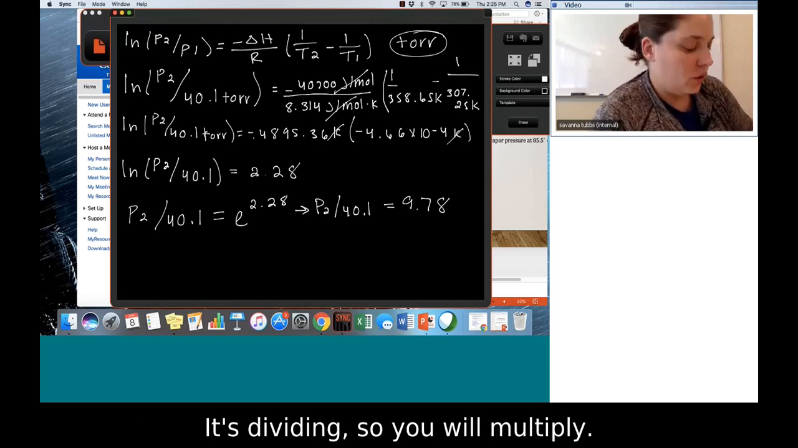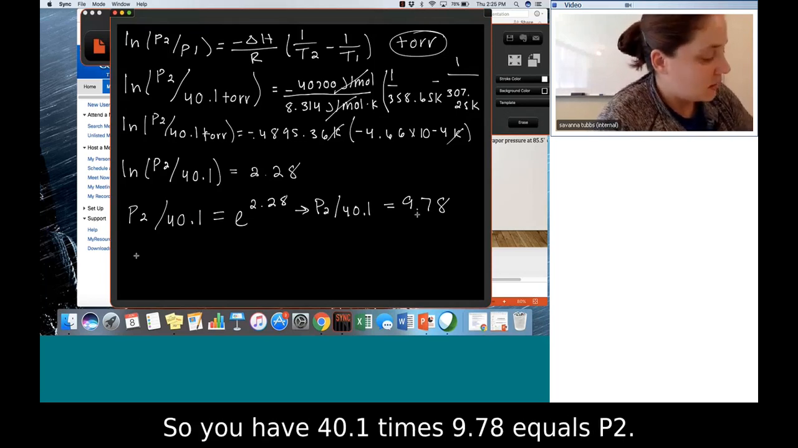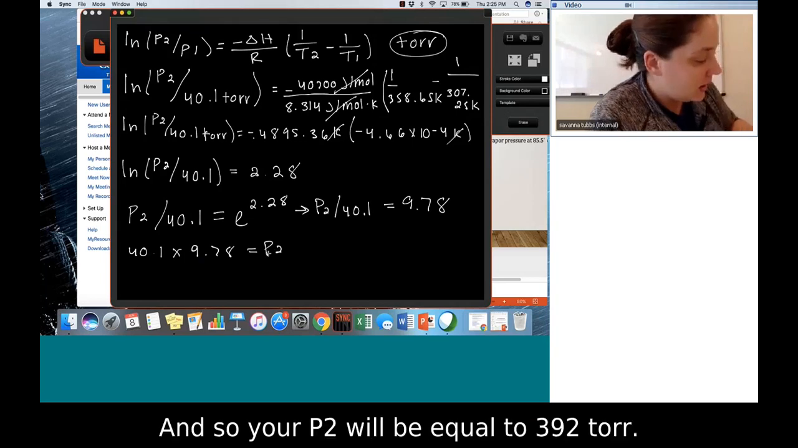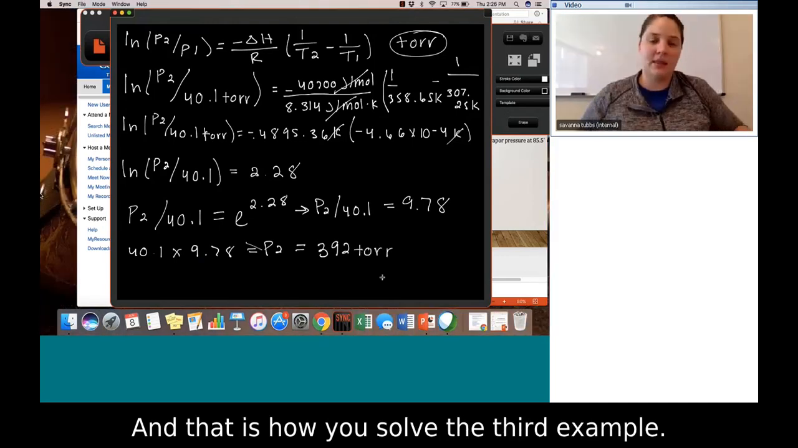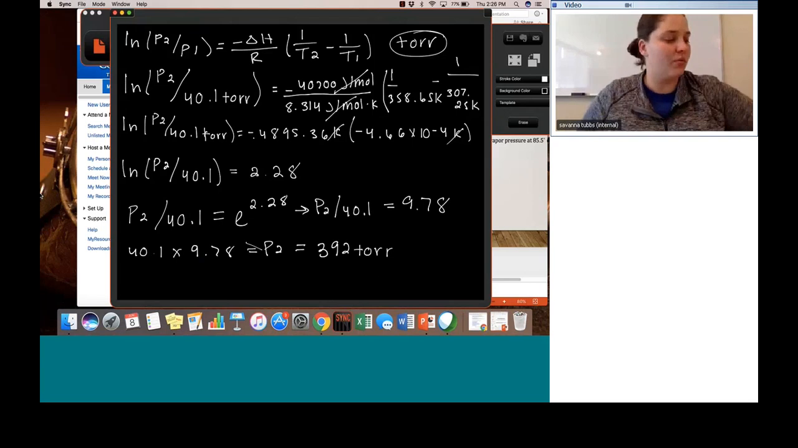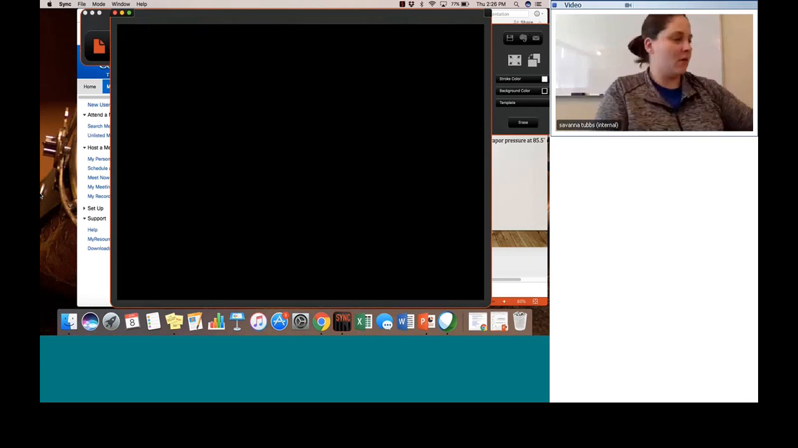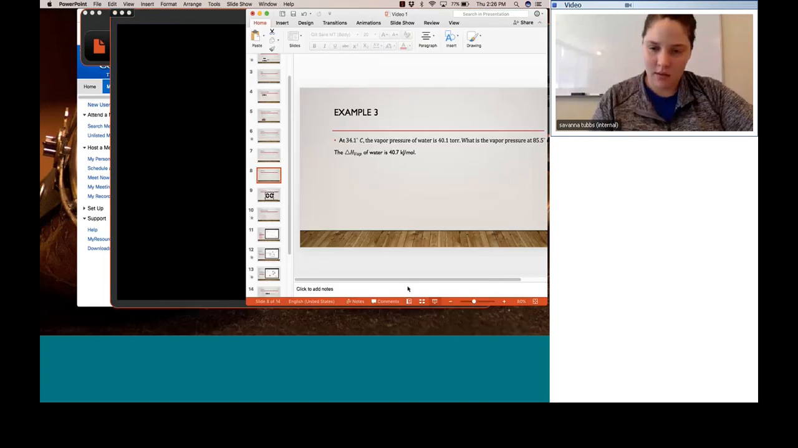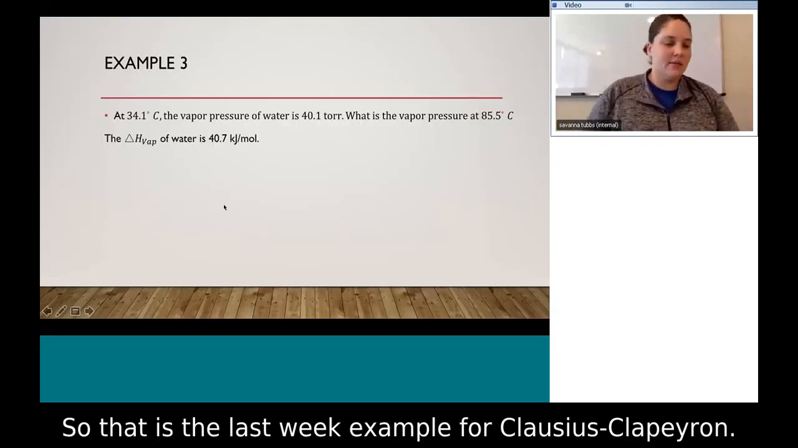It's dividing, so you will multiply. So you have 40.1 times 9.78 equals P2. And so your P2 will be equal to 392 torr. And that is how you solve the third example. All right. So that is the last example for Clausius-Clapeyron.